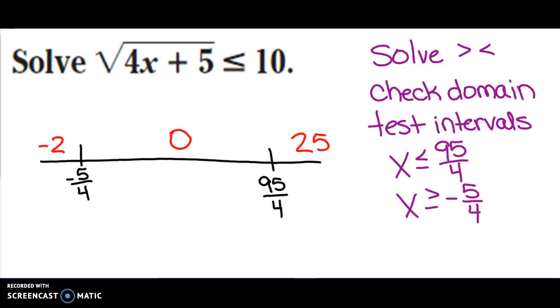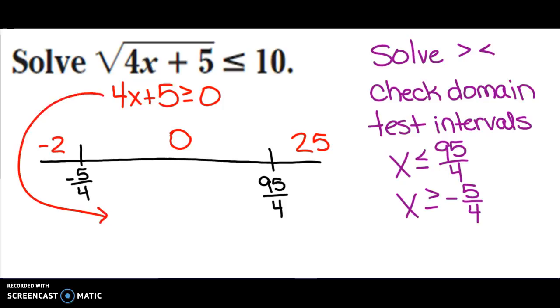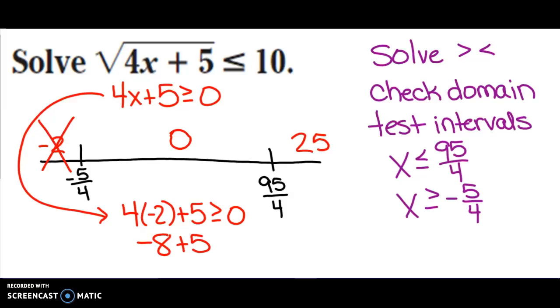So I'm going to do the first one. So remember, 4x plus 5 has to be greater than or equal to 0. That's all we're testing. I'm not getting much room here, so I've got to go over here. So 4 times negative 2 plus 5, is that greater than or equal to 0? No, that is not going to be greater than or equal to 0. Cross that interval out.